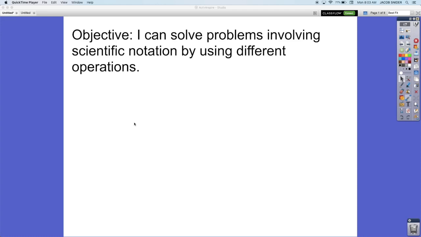Okay, guys, here we go. So, our objective for the day is I can solve problems involving scientific notation by using different operations.